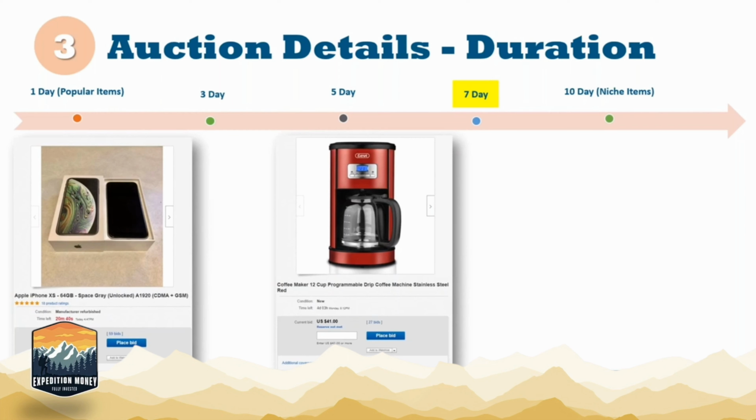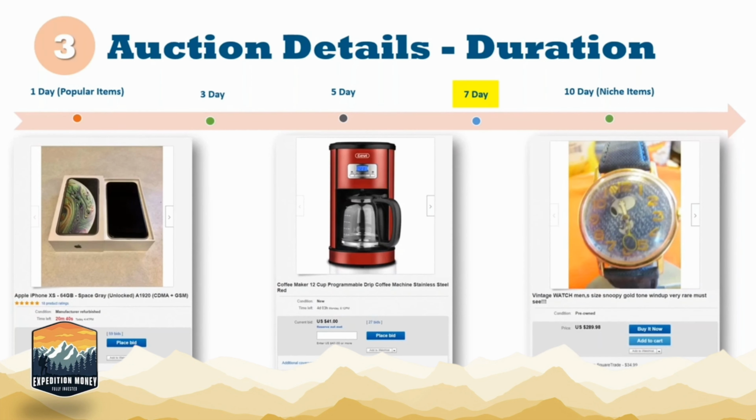Now, 10 day auctions are pretty long, a week and a half, and I call these niche items. So in this case, I found this one. It's a vintage gold Snoopy watch, very rare. And because it's rare, it probably has a pretty slim market. There probably are not as many people looking for this particular item as there are for iPhones. And so what you want to do here is put it out on eBay for probably as long as possible so that the people that are looking for it, the people that think about it or are searching for it or browsing, have a chance to find it, add it to their watch list, and follow that auction.